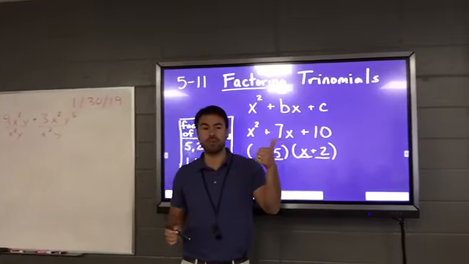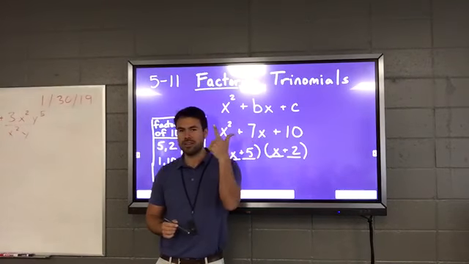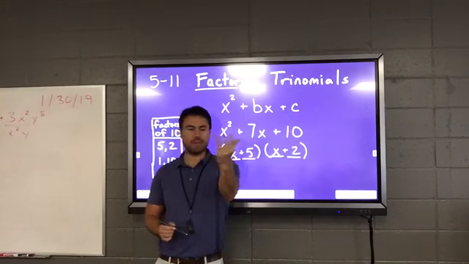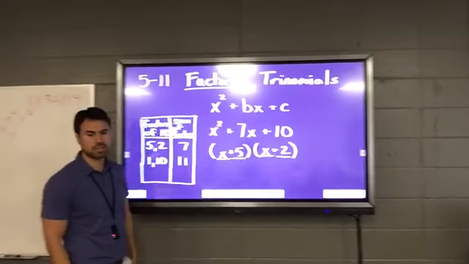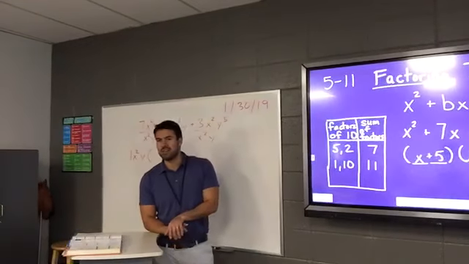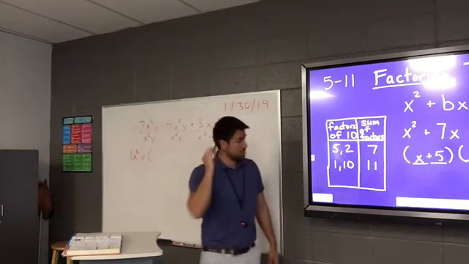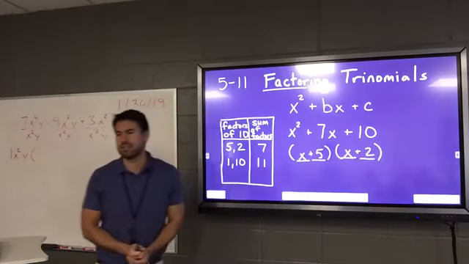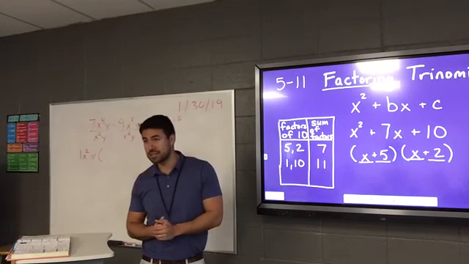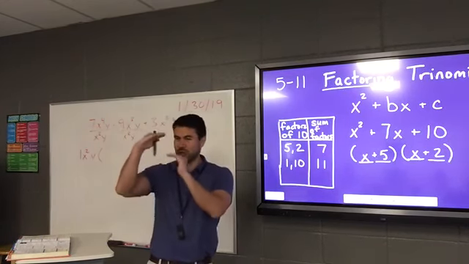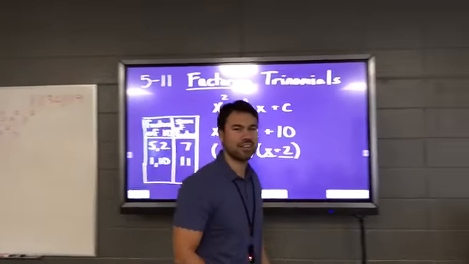Okay, how many of you know how to use FOIL? Distributive property? Vertical? Tabular? I want you to use any one of those methods and multiply these two binomials out. Go ahead and do it, please. Any method. Let's do it right. First, outer, inner, last, or distribute, or verticalize it. And add like terms. And please add them correctly.